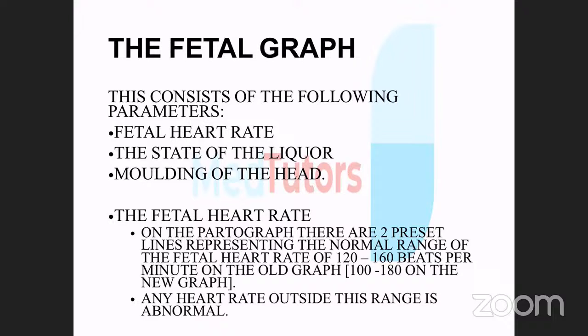It keeps changing, what the standard is. But basically, anything less than 100 is worrisome, and anything more than 160 is worrisome. Then, looking at the partograph, you're supposed to monitor the fetal heart rate every 30 minutes, and you plot it on the graph.